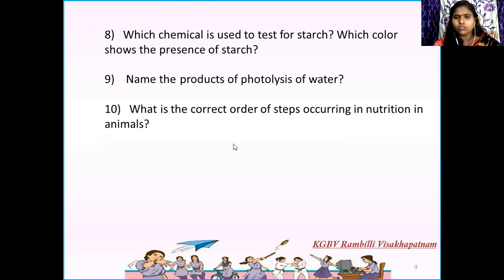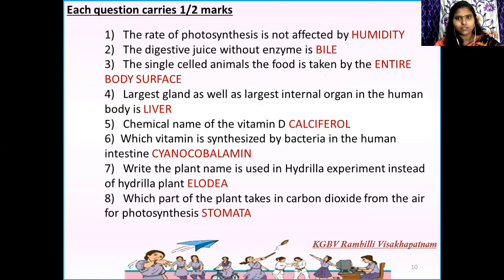But I want to discuss this 10th one. The steps occurring in nutrition in animals, in correct order: first one is ingestion, next digestion, next absorption, next assimilation, and the last one is excretion. Okay, please keep it in your mind. This is the correct order of steps occurring in nutrition in animals.